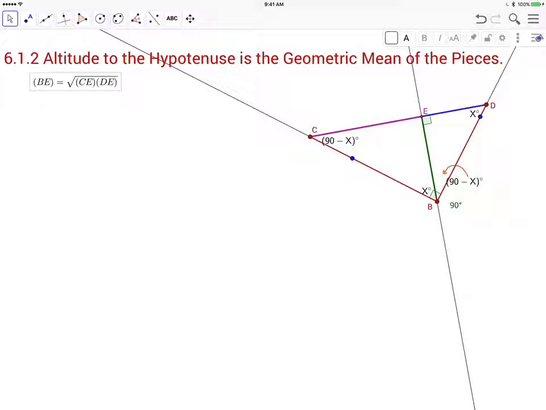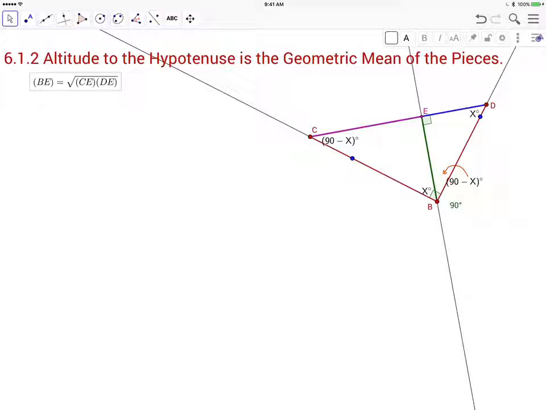6.1.2 builds off of 6.1.1 obviously in a nice way in that some of the results you got from the quiz and the practice will help you see this. So we're formalizing the idea that the altitude drawn to the hypotenuse of a right triangle is the geometric mean. And this is geometric mean back from chapter 5. You will see that it is a geometric mean of the two pieces that are created on the hypotenuse.